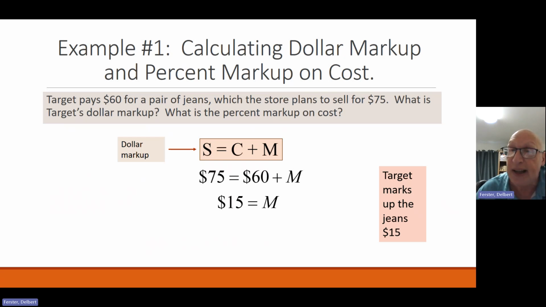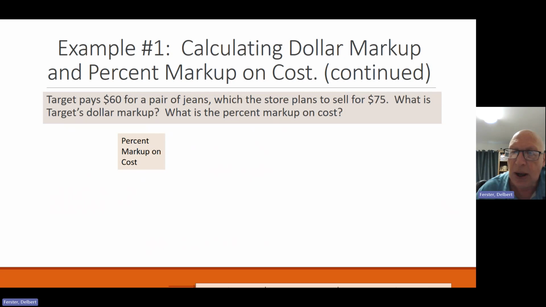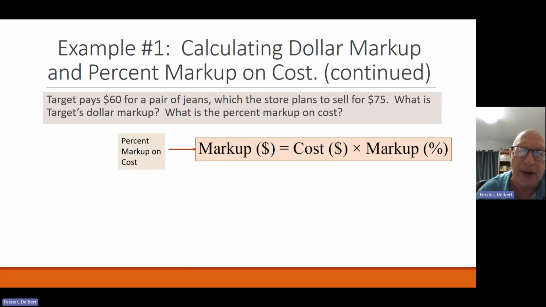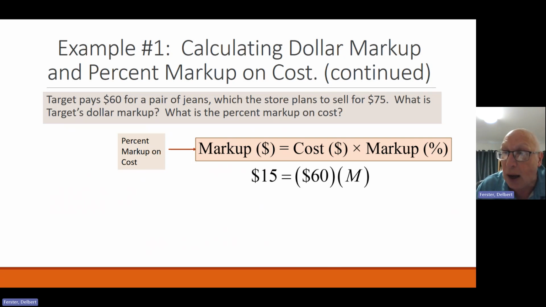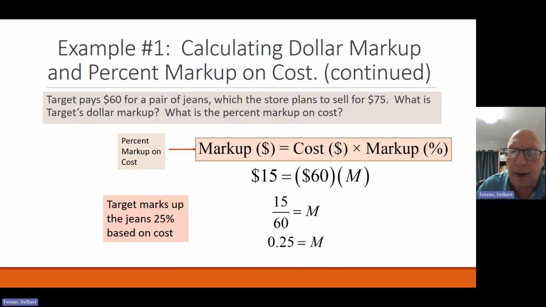Second question, what's the percentage markup based on cost? Again, that formula that we had on that previous slide, the dollar figure in markup based on the cost figure looks like this. We knew that the markup was $15. We also realized the cost of the jeans was $60. We're solving for markup percentage. I called it M here. Divide both sides by 60, grab your calculator, and you realize that if we're basing markup percentages on cost, in this particular example, that's a 25% markup based on cost.